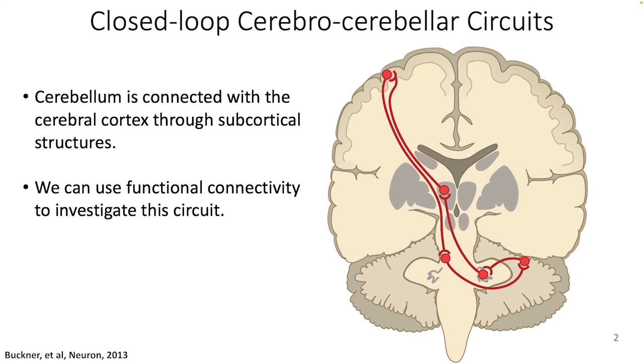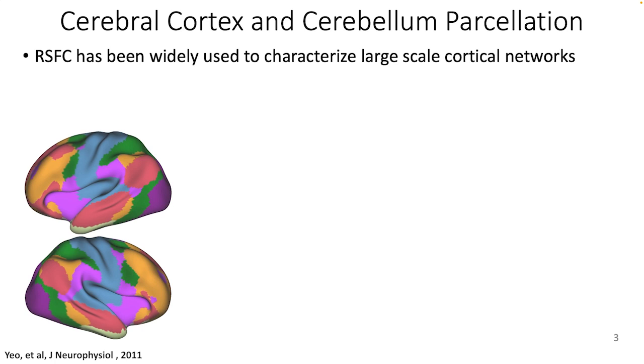It's hard to study because it's polysynaptic. In animal studies, scientists can use virus tracing techniques. But when it comes to human studies, functional connectivity is a powerful tool to investigate this circuit. Functional connectivity is a quantitative measure used to assess the functional interactions occurring between different brain regions. And resting state functional connectivity has been widely used to characterize large-scale cerebral cortical networks.